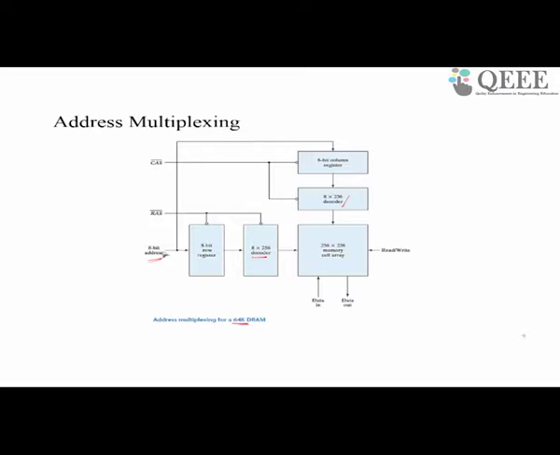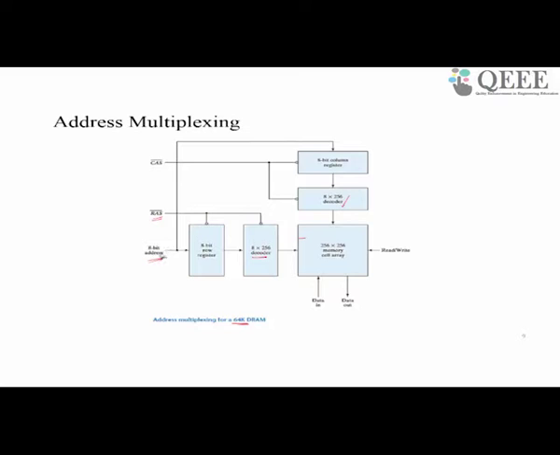First we may provide the row address, for example the 8-bit row address, and that address is stored in this register. For that we will use a signal called the row address strobe. So the row address is provided and the row address strobe is given. This stores this 8-bit row address, and the 8 to 256 decoder will select one of the rows.